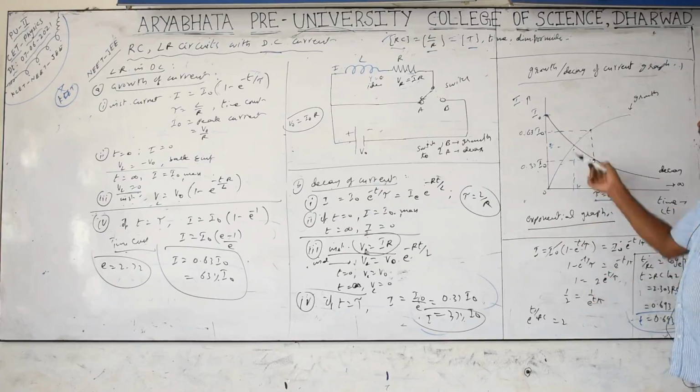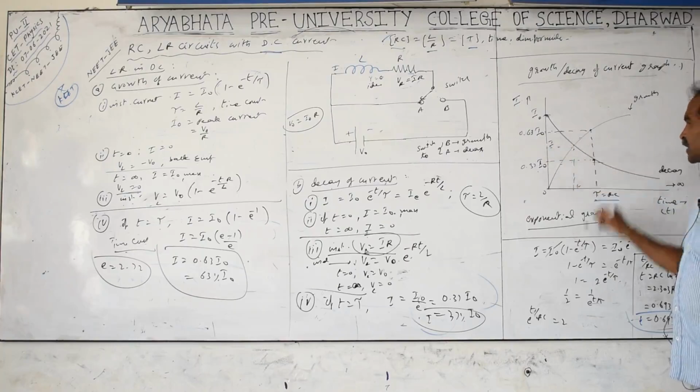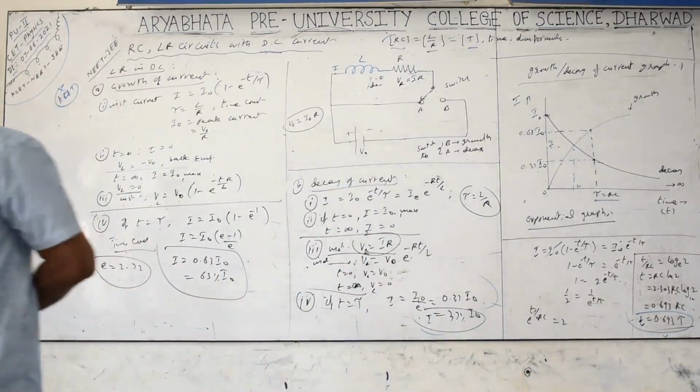Again, same as before, if the two current graphs are coinciding, at the same time and the same current, we have to take I and t the same. Equating these two equations, the time taken for coinciding is 0.69 times tau, but that is not important for us.